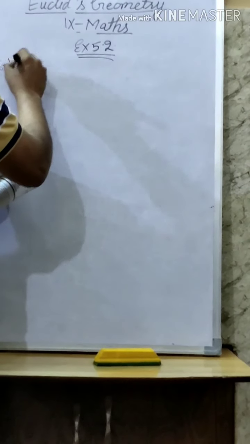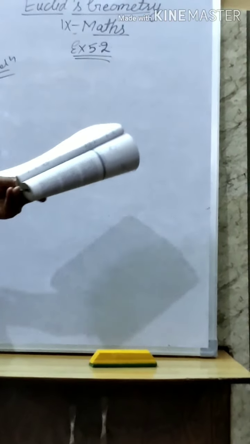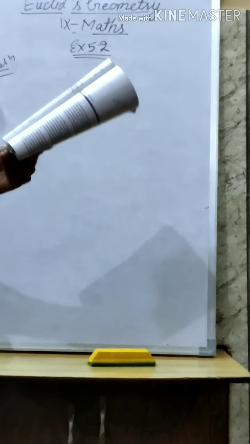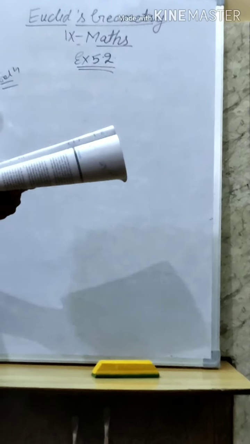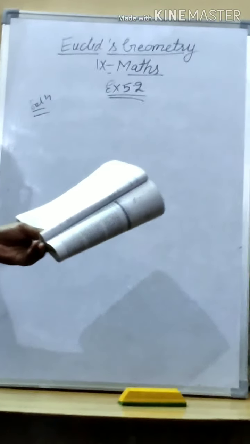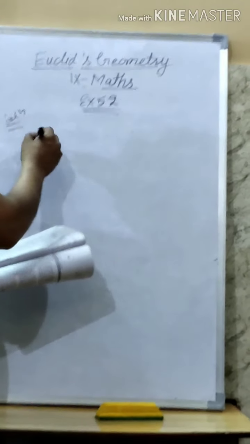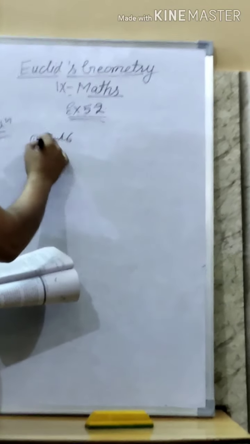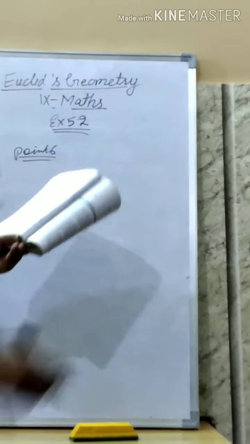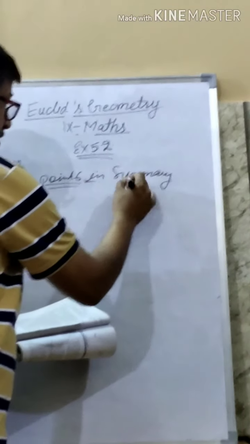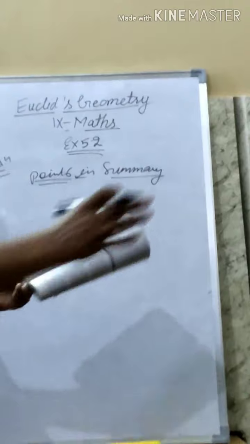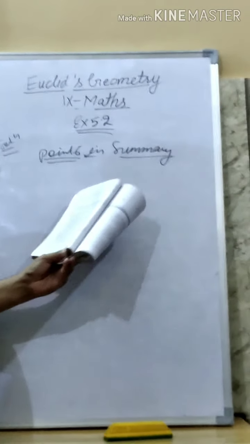You see, its answer is point 6 in your summary. Just see point 6 in the summary in your book, that is the answer to this first question. Two equivalent versions of Euclid's fifth postulate are given there. Here, its answer is point 6. I am not writing all this language here. So this is the answer to your question number 1.